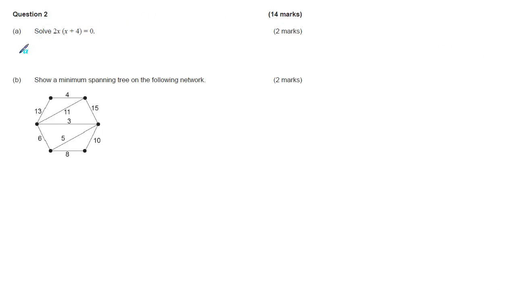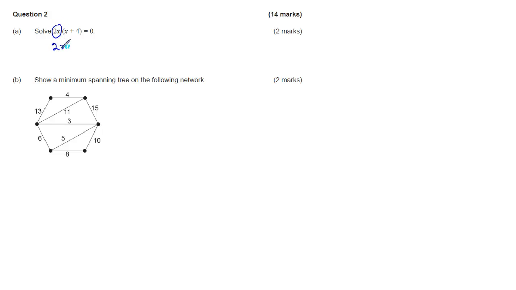Question 2, Part A. We want to solve 2x times (x plus 4) is equal to 0. So this looks like a quadratic that's already been factorized for us. Now, two things multiplied together giving us 0 means that one of them has to be 0.